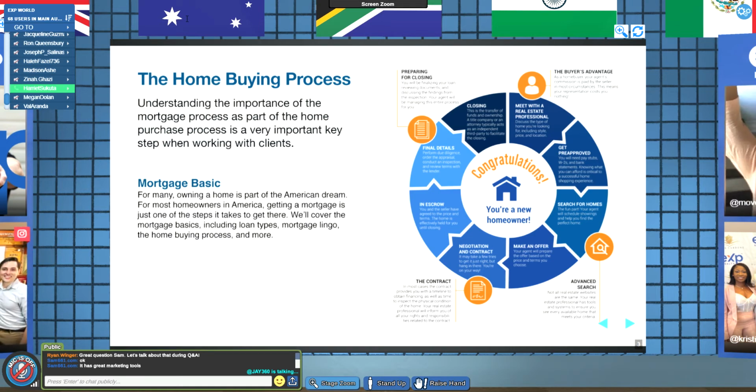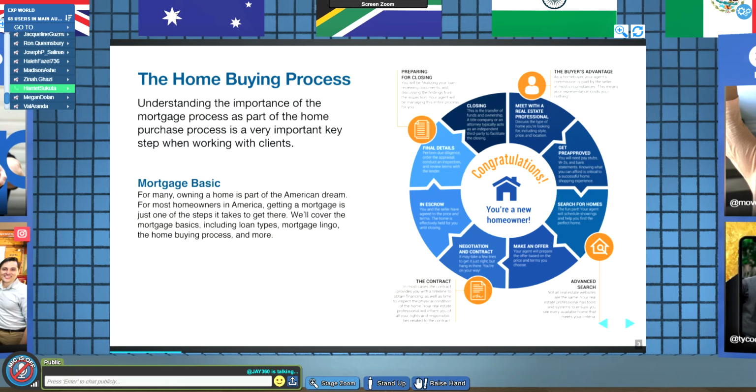Okay, so let me start off by saying that in most cases, when you're representing a buyer or seller, you're likely going to deal with a mortgage component to it. Overwhelmingly, in the majority of all real estate transactions, buyer or seller representation, you're going to deal with the mortgage part of it somewhere in the middle.